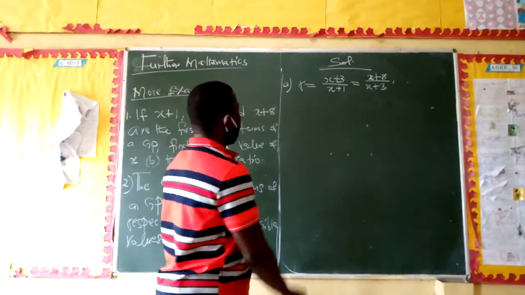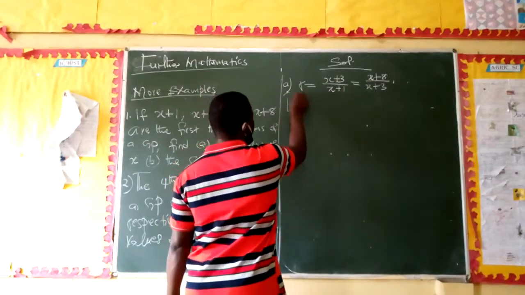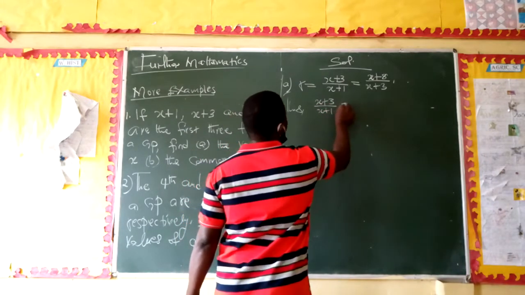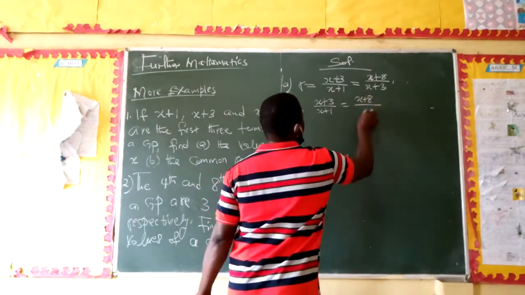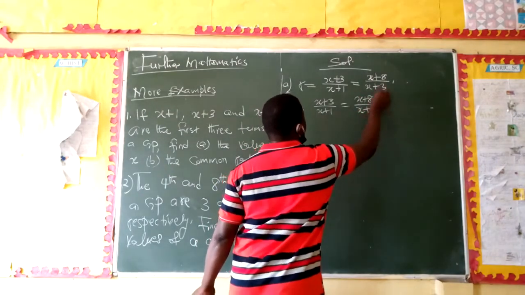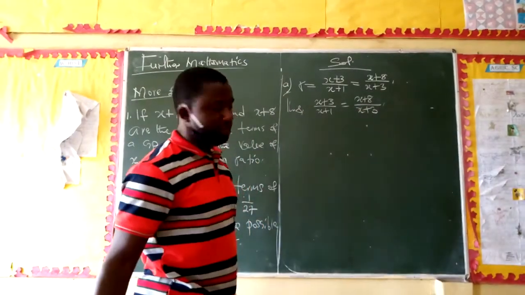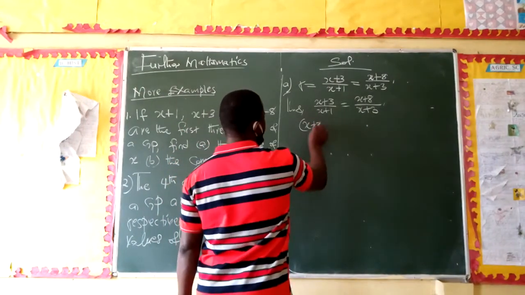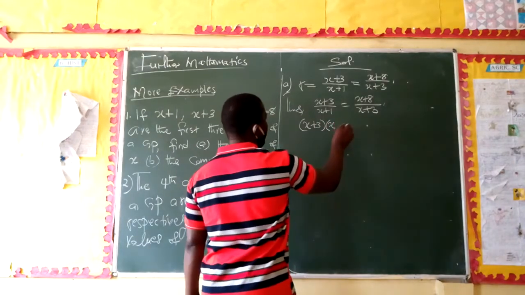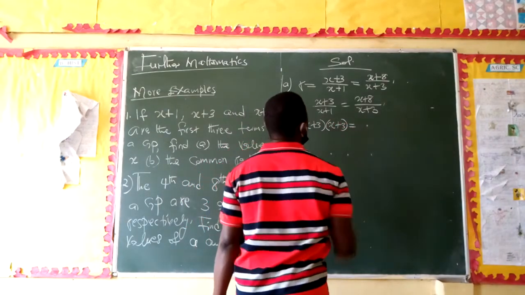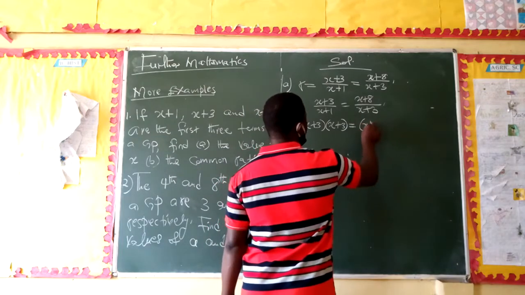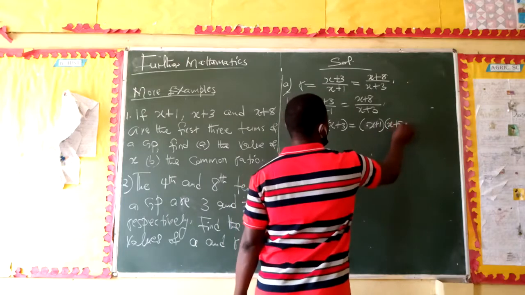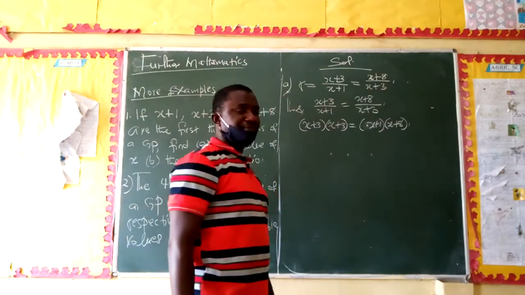Now, thus we have x plus 3 over x plus 1 is equal to x plus 8 over x plus 3. So what do we do here? We cross multiply. When we do so, we're going to have x plus 3 times x plus 3 is equal to x plus 1 times x plus 8. This is not difficult, right?